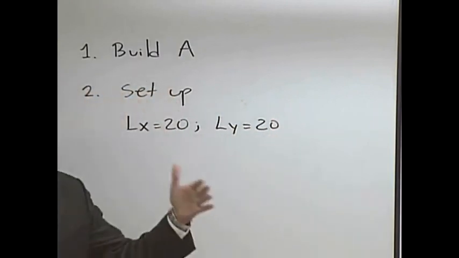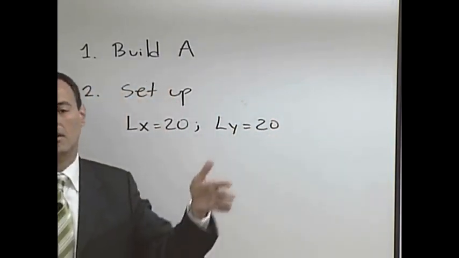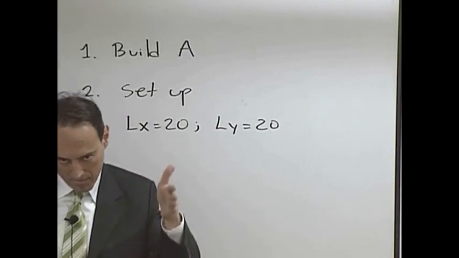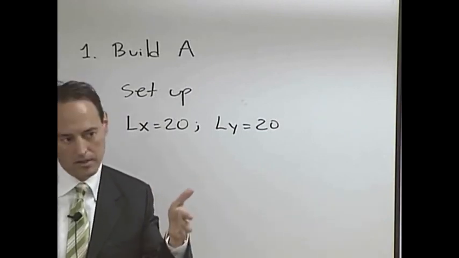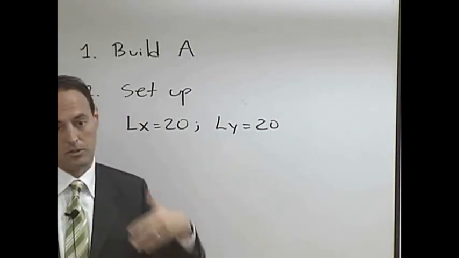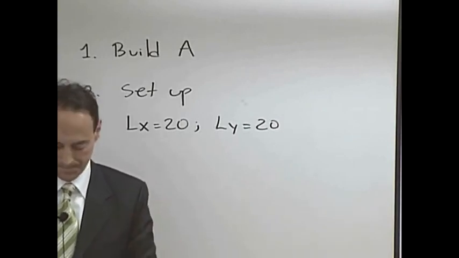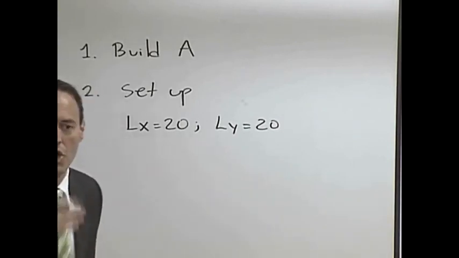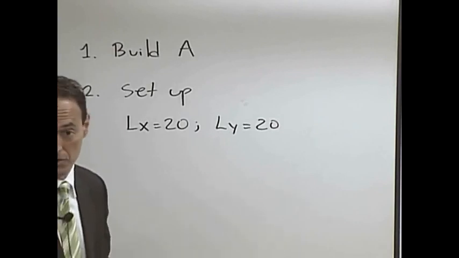Let's set up the x and y lengths. The box length in the x direction will be 20, and the y direction will be 20, right? So I'm just setting up a box, okay? And I'm going to chop these boxes up into a bunch of points.